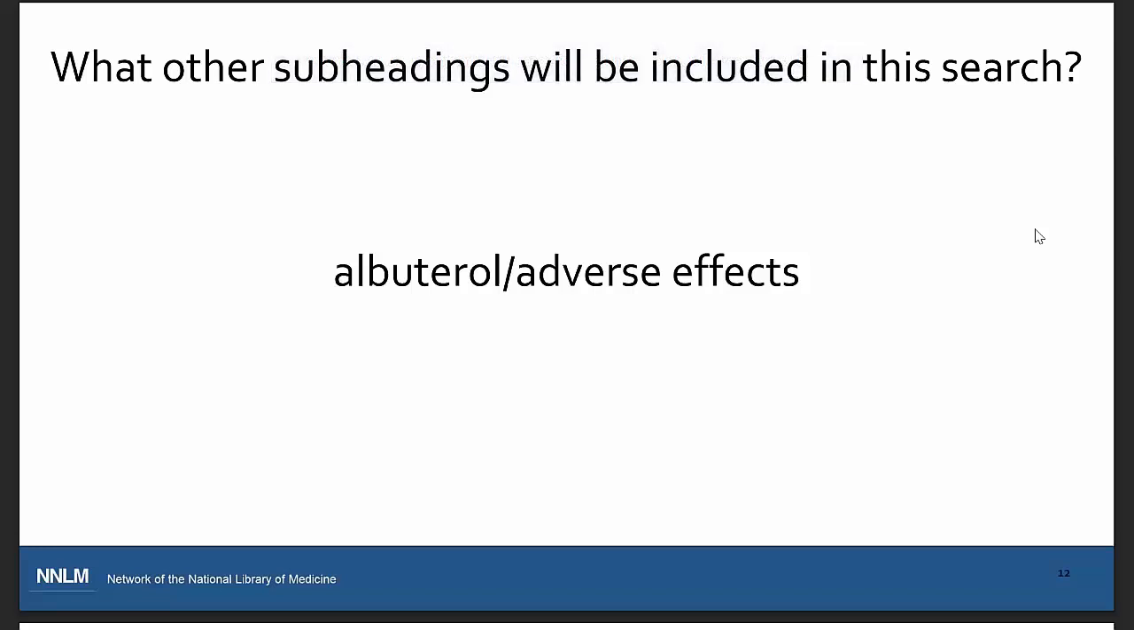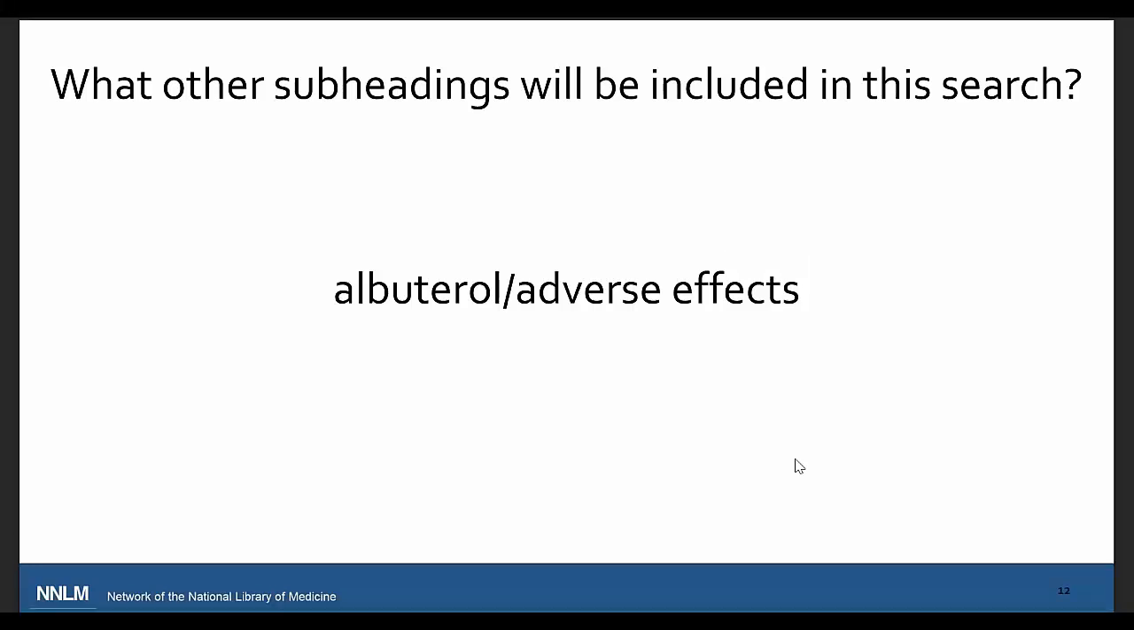What other subheadings will be included in this search that we just ran? So if you are in the MeSH database with that albuterol / adverse effects, and you have looked up adverse effects in MeSH, what other terms will it run for? Now I'll open up, yes, I'm seeing answers coming in. Exactly. Poisoning and toxicity.